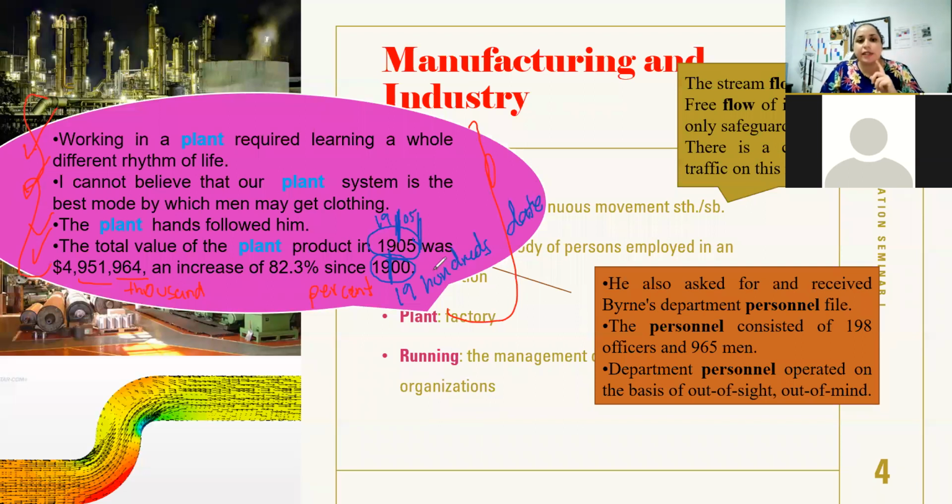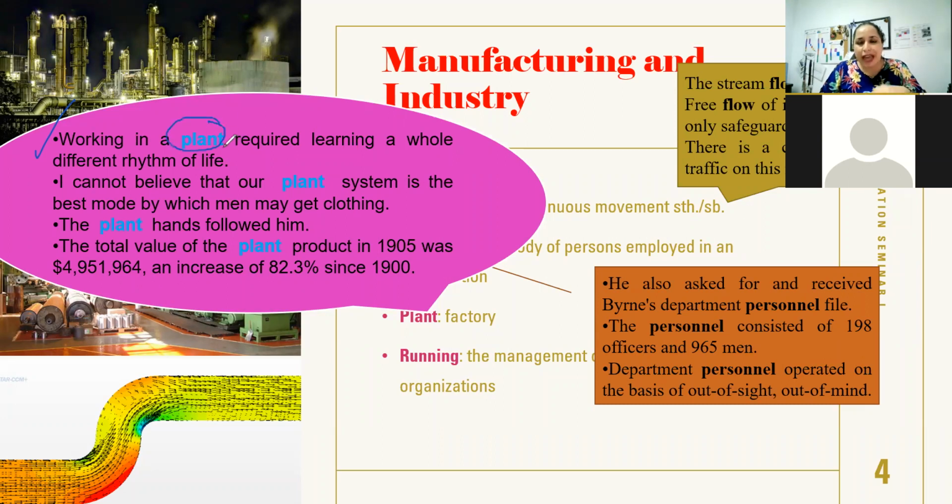So that's one thing that you need to learn. It's not percent, it's percent. That's a problem for us Spanish speakers, that we have the tendency to pronounce something as the word in Spanish, and that's wrong. That's why I keep telling you, you need to start thinking in English. And the only way to start doing that is if you stop translating to Spanish. Just stop it. Let's hear how you're supposed to pronounce it. Working in a plant requires learning a whole different rhythm of life.